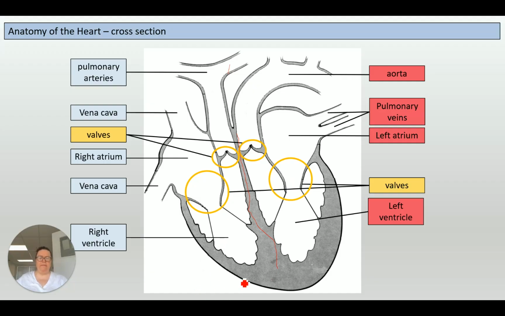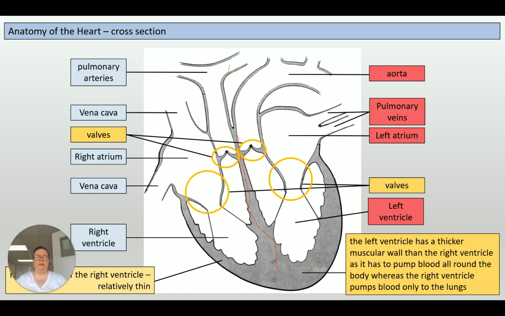Now, something to note, have a look at the thickness of the muscle around the bottom. So it's thin on this side, but thick on this side. And that's because this side pumps all the way to the body, so it has further to go. Whereas this side only pumps to the lungs, which in reality are kind of behind the heart. So it doesn't have to pump very far. So this side doesn't need as much muscle, but this side does. Okay, so sometimes they ask about that.